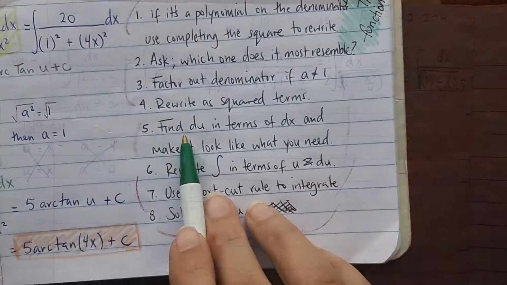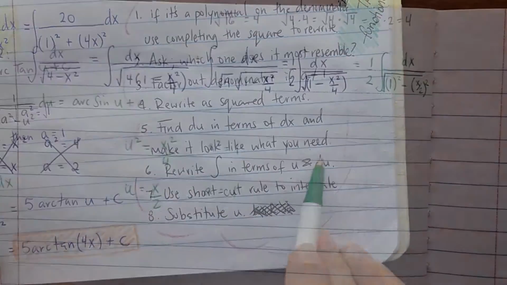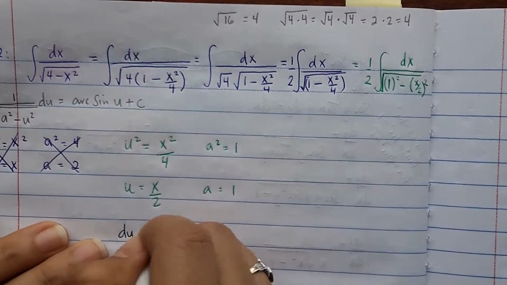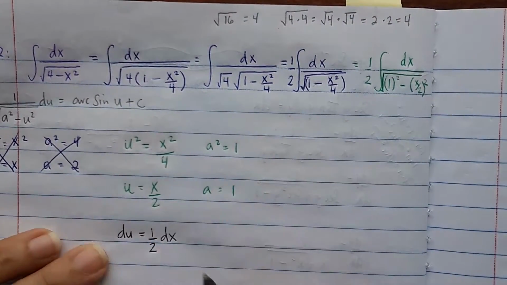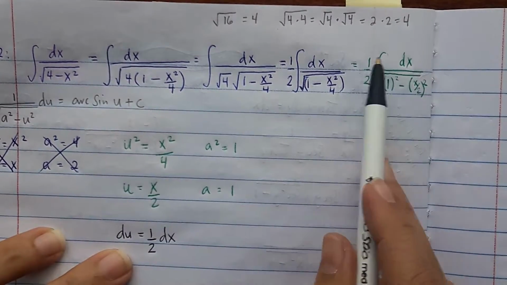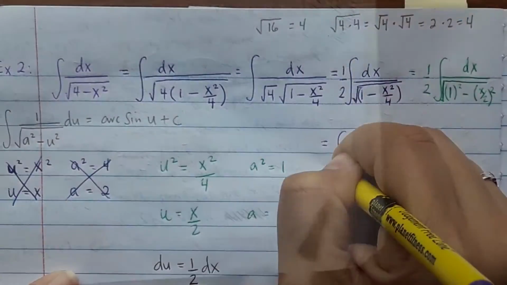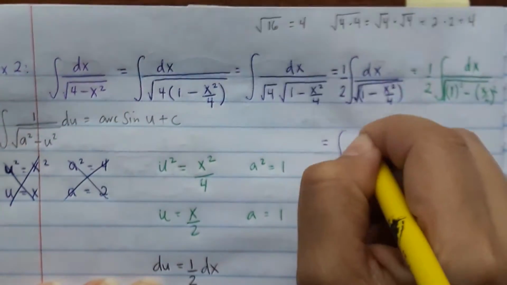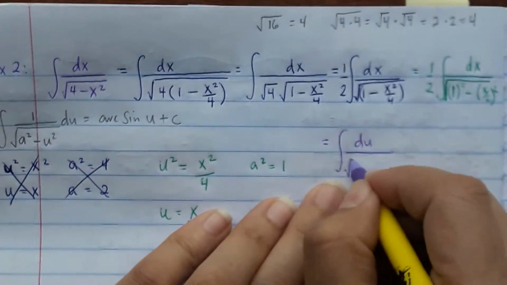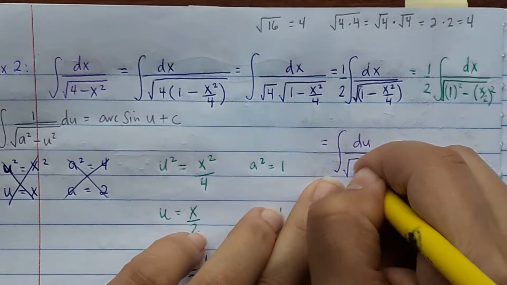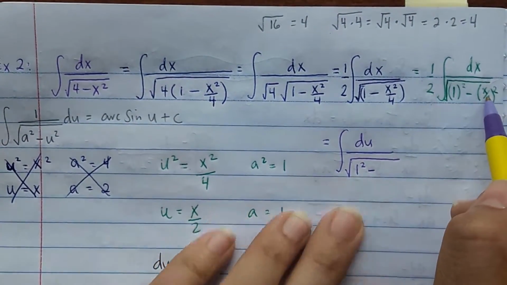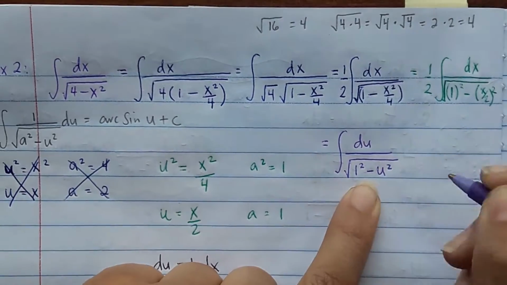And then dx. Find du in terms of dx and make it look like what you need. So du is equal to 1/2 dx, because x just goes away. And that's what I need, actually. So I've already found out what I need. Rewrite the integral in terms of u and du. So the integral is going to be du over the square root of 1 minus u squared, because 1 squared is 1, and u is x over 2.